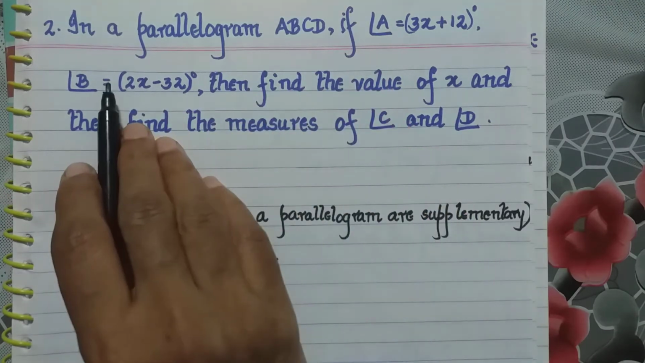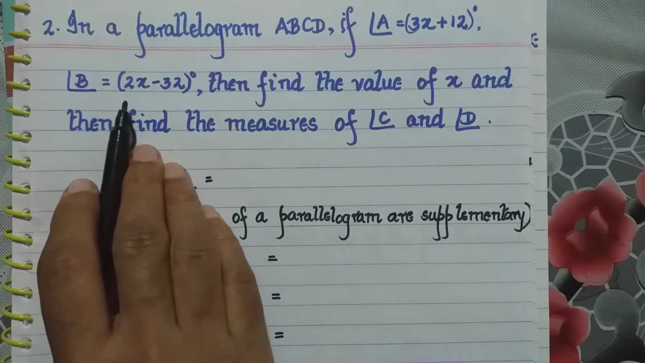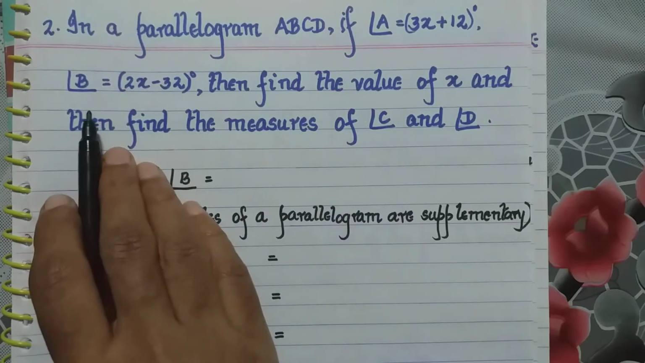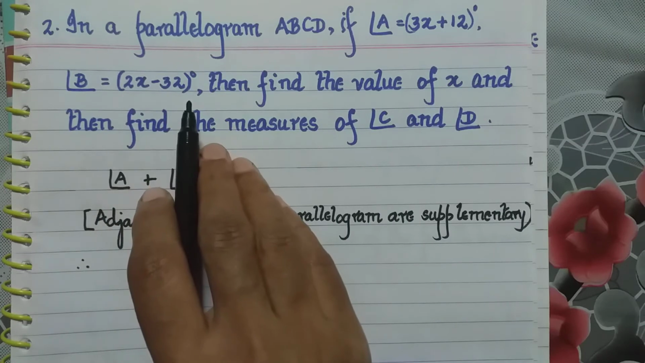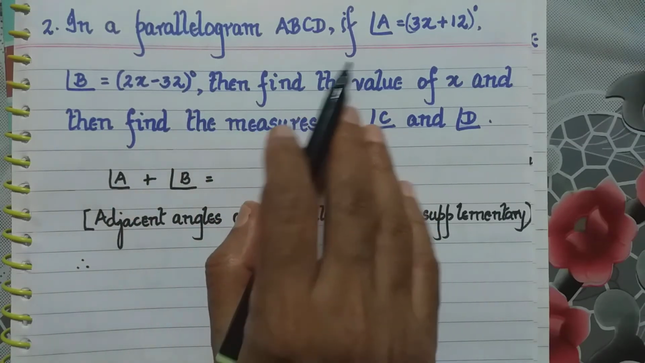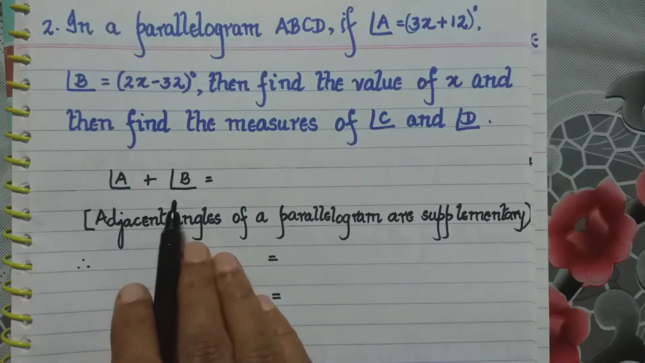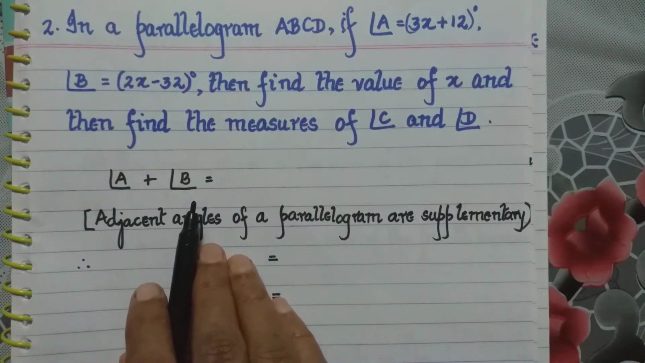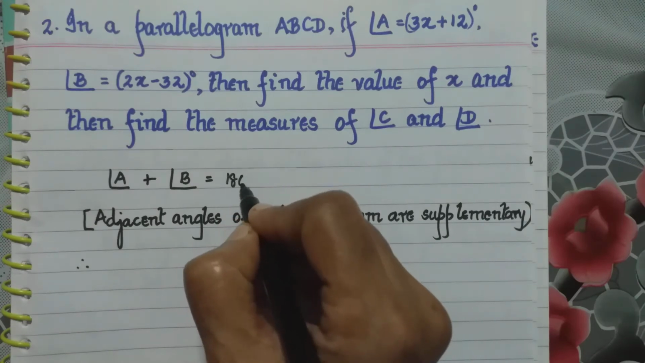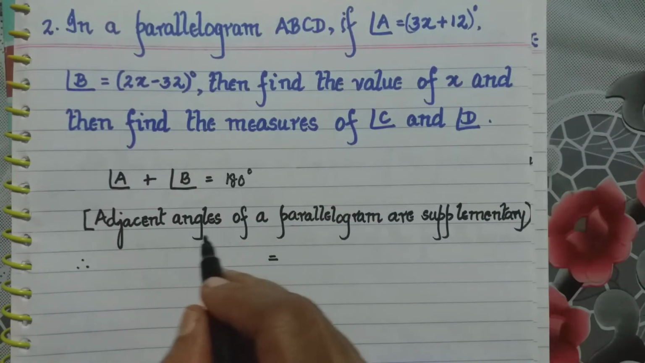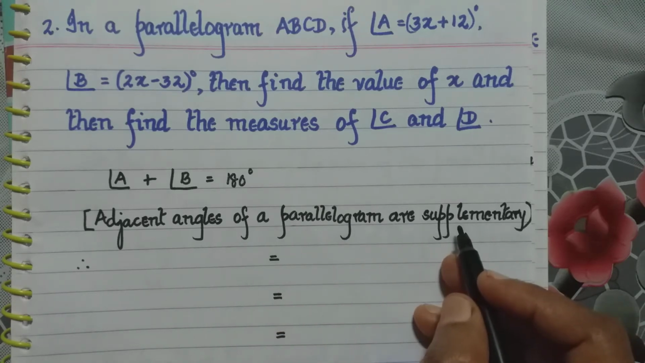So angle A and angle B will be adjacent angles of the parallelogram, and we know the property of adjacent angles of the parallelogram that they are supplementary, which means the sum of the angles is 180 degrees. Therefore we write angle A plus angle B is equal to 180 degrees. Why? Because the adjacent angles of the parallelogram are supplementary.